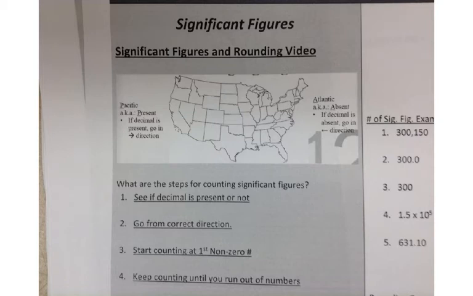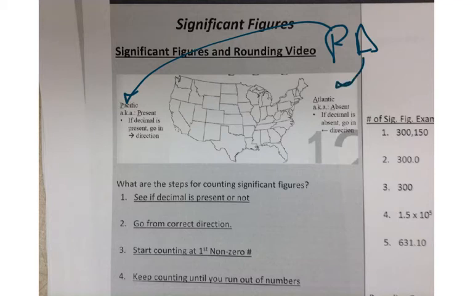So tonight what we're going to be talking about is how to count sig figs, how to round with sig figs, and how to do multiplication and division with sig figs. The first step is to count significant figures. And what I'm going to tell you about is the PA system. And the PA system represents the Pacific and Atlantic normally.